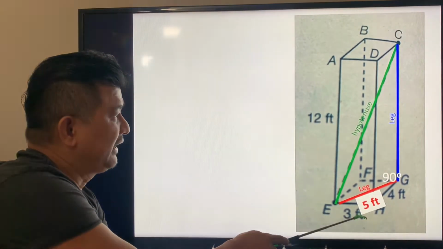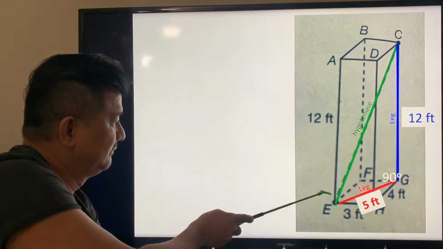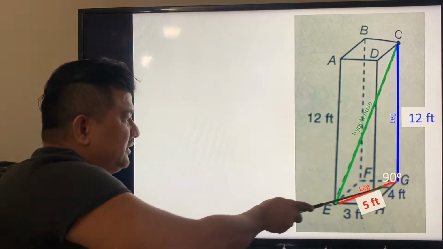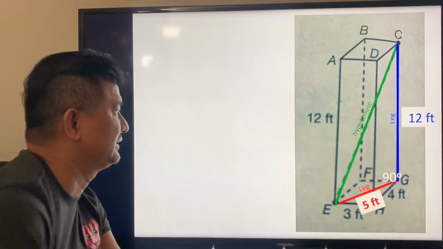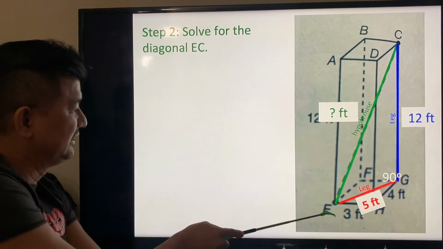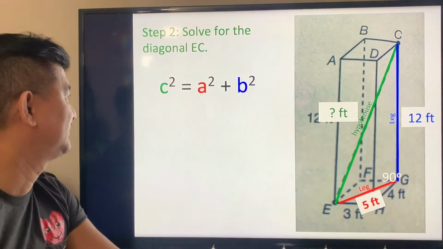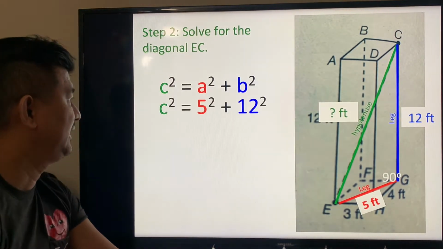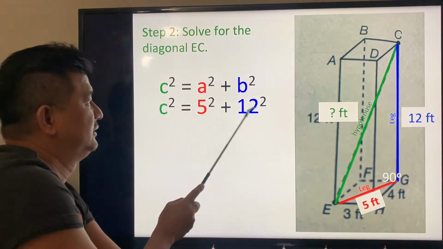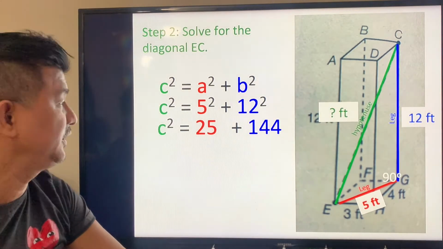Since we already know 5 feet, and this leg is 12 feet as well, see that? Now I can solve for the hypotenuse given the two legs. So I want to solve for side EC. And how do I do that? I use my Pythagorean theorem. A is my 5. B is my 12. 5 times 5, 25. 12 times 12 is 144.